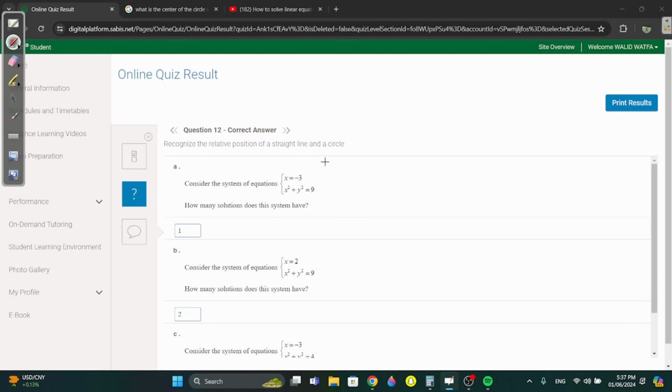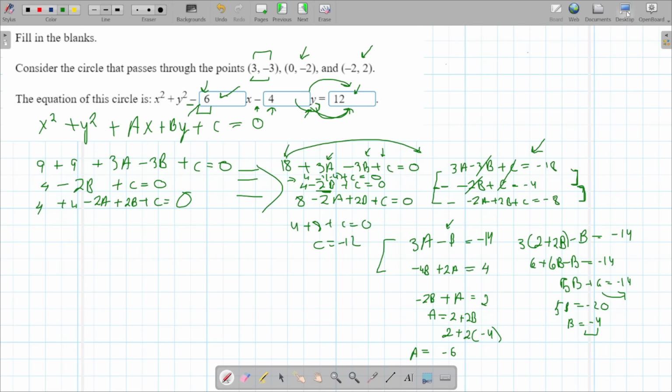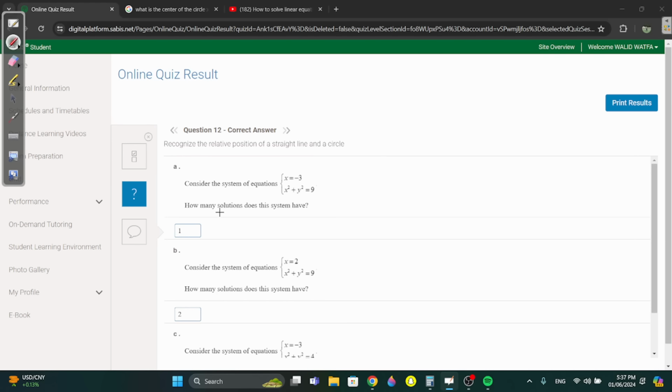Okay, question 12. Consider the system of equations. How many solutions does the system have? So basically they're telling you x equals minus 3, then x squared plus y squared equals 9. The easiest way to do this is just substitute minus 3 as your x. So you're going to have minus 3 squared. Remember, if you're doing it on a calculator, make sure you put the negative inside the brackets and the squared outside. Plus y squared equals 9. You're going to get 9 plus y squared equals 9, so y squared equals 0. And obviously y equals radical 0, which is 0. So you only have one solution.